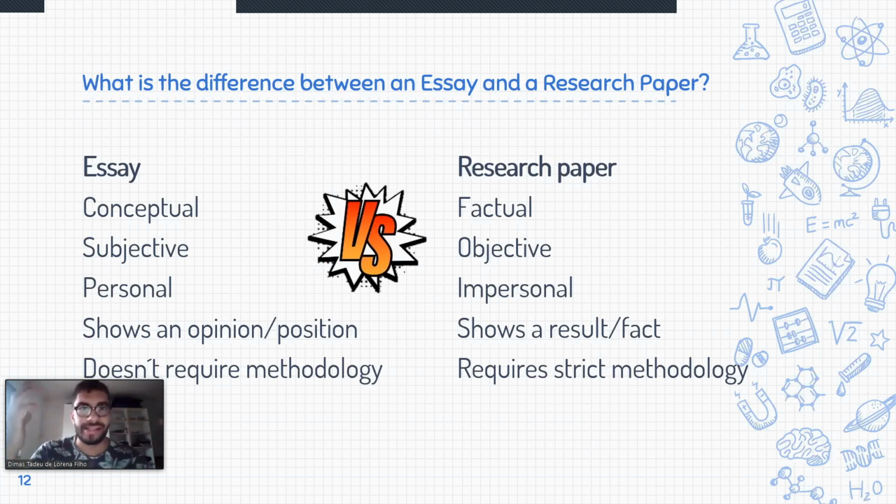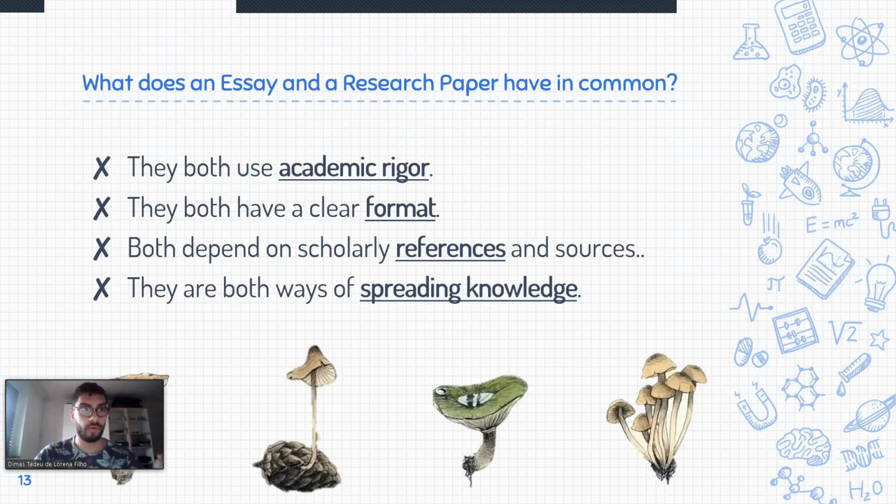And what do an essay and a research paper have in common? Since we talked about the differences, what do they both have? So they both use academic rigor. We're going to talk about what that is later. They both have a clear format, and we're also going to show this format. They both depend on scholarly references and sources. That's different from methodology. So you don't need to do surveys for essays, but you still will need the scholarly references and sources. And they're both spreading knowledge.